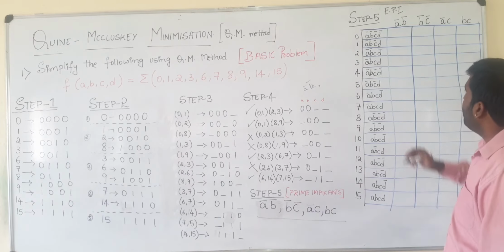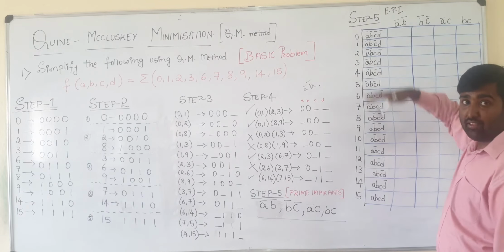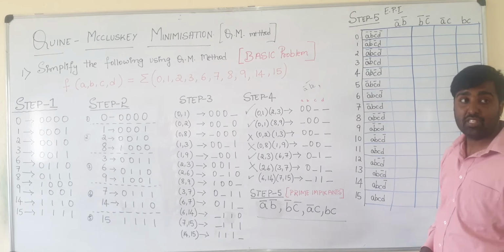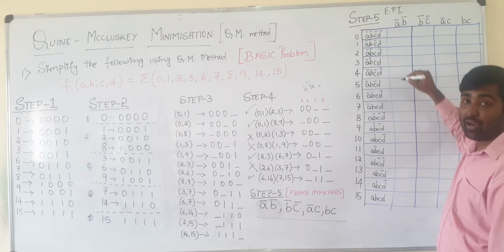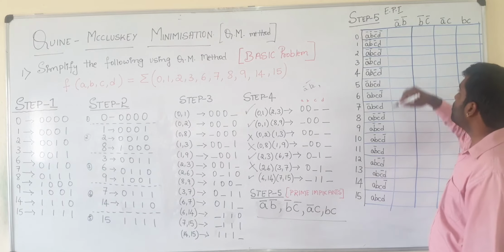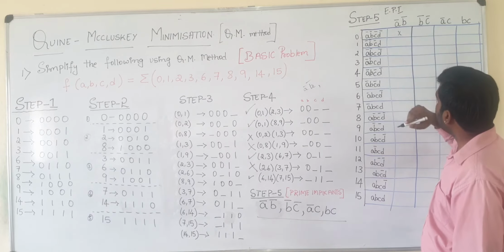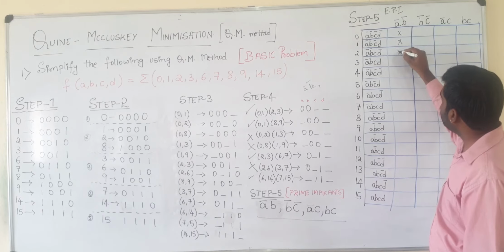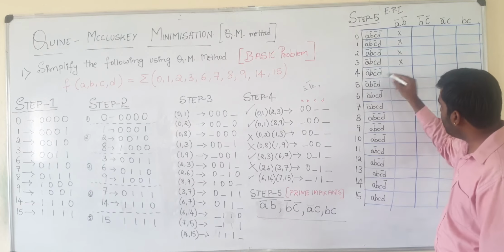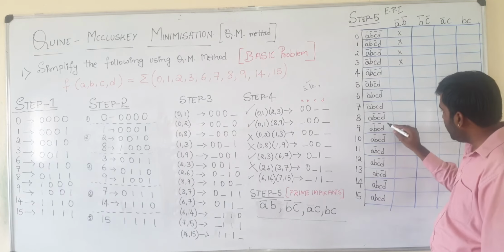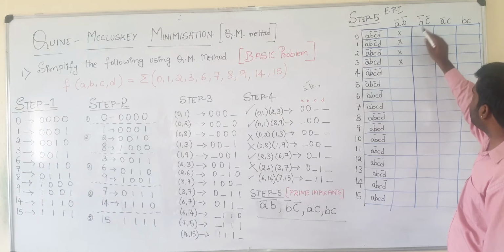Observe here. First I will write the prime implicants in my column. These are all the possible combinations which I have. Wherever an implicant is present, I will mark that. Where A bar B bar is present, I put a cross mark: A bar B bar, A bar B bar, A bar B bar. This is A bar B, no, it's not possible. Rest nowhere else. Next, B bar C bar.